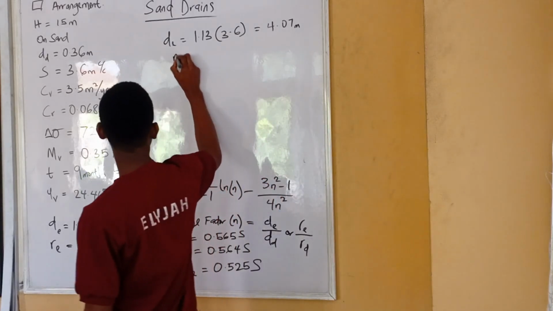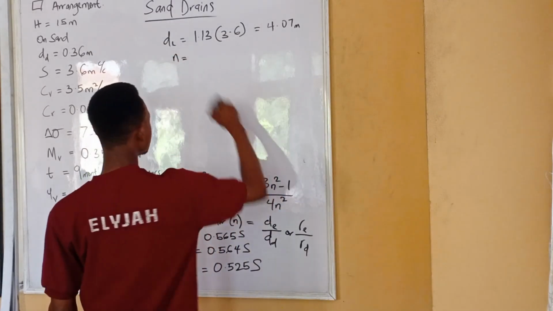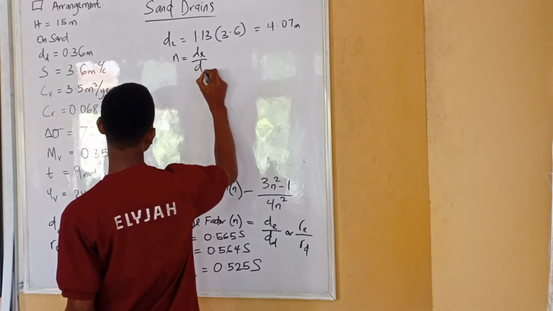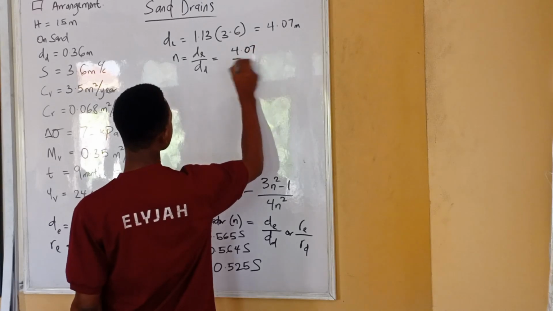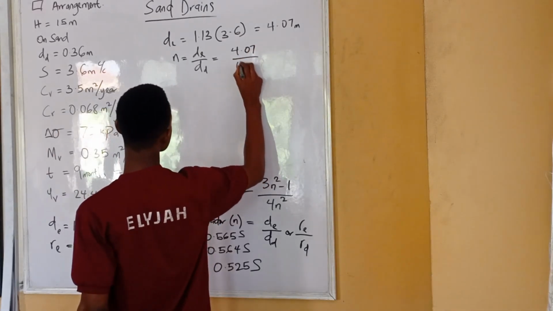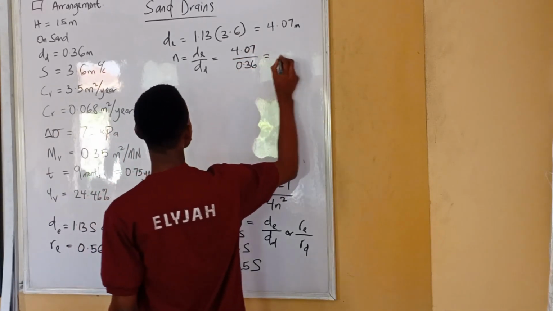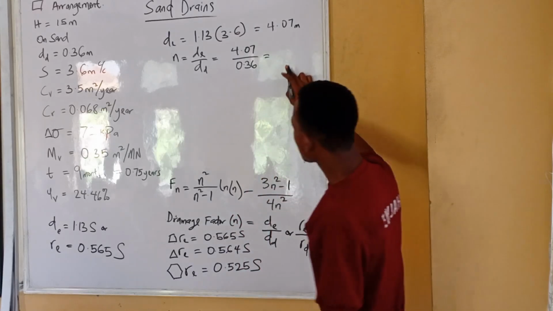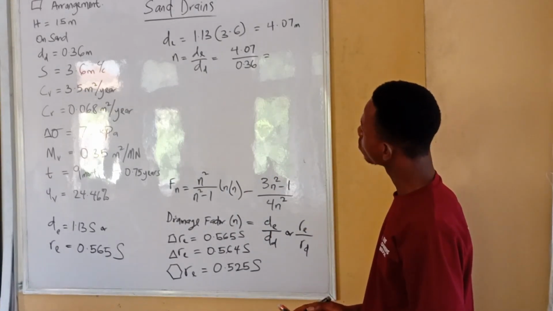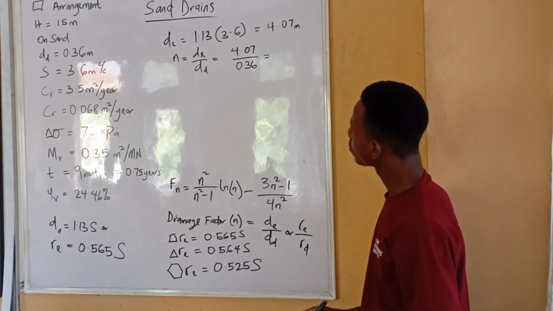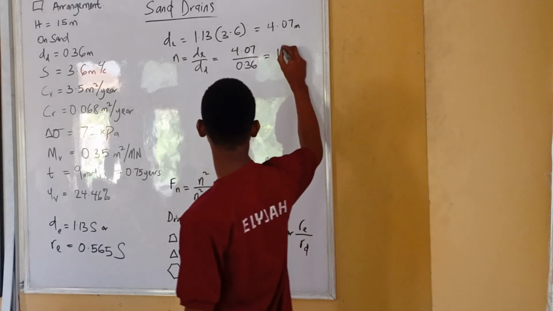4.07. So our N is what? DE over DG. Our DE is 4.07 divided by DG. Our DG is 0.36. So what does that give us? 11.3.